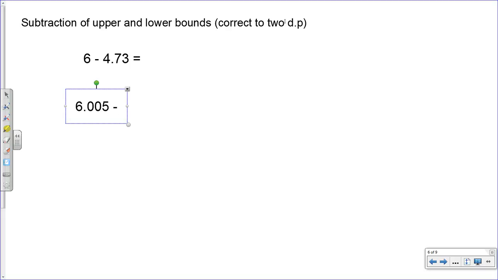So the upper bound of 4.73 would be 4.735, and that would equal 1.27. So this is the upper bound answer. The upper bound of 6 would be 6.005, because we're doing it to two decimal places. And the upper bound of 4.73 would be 4.735. And the final answer would be 1.27.